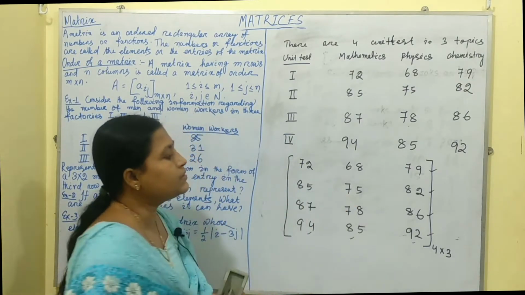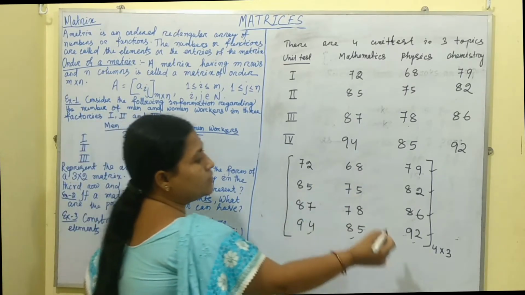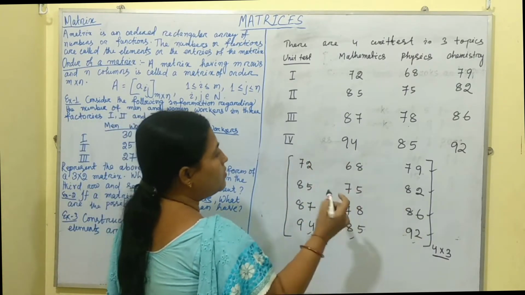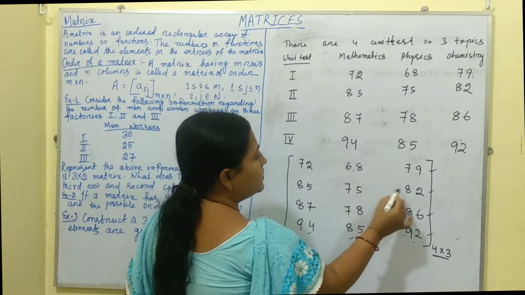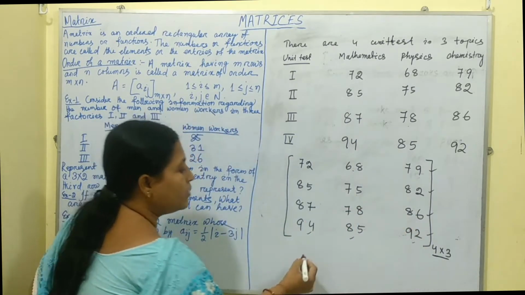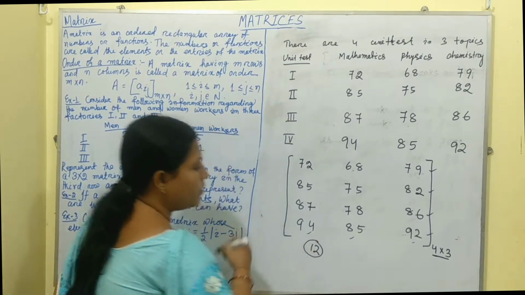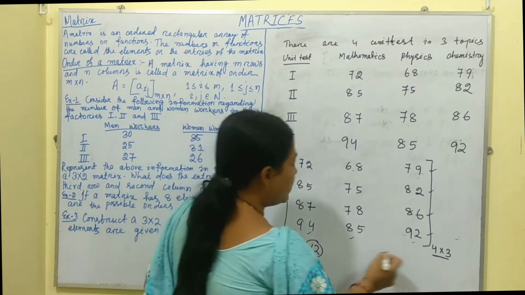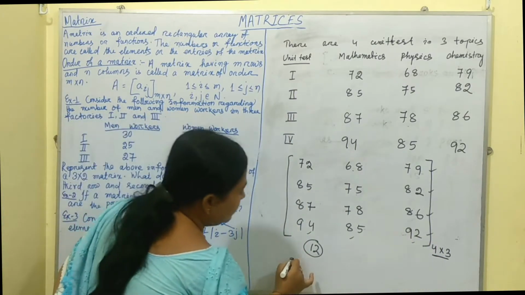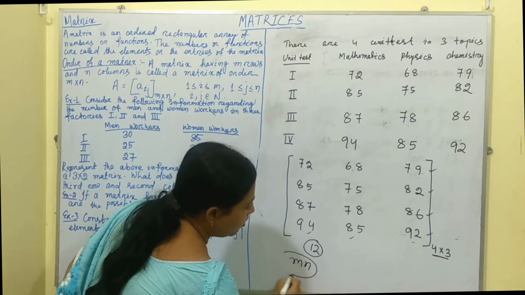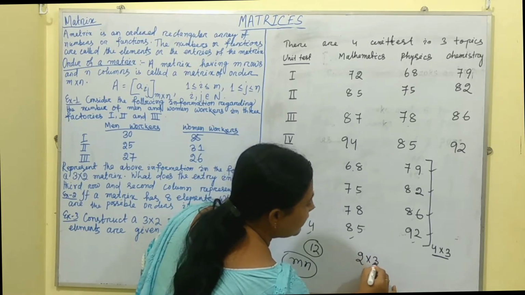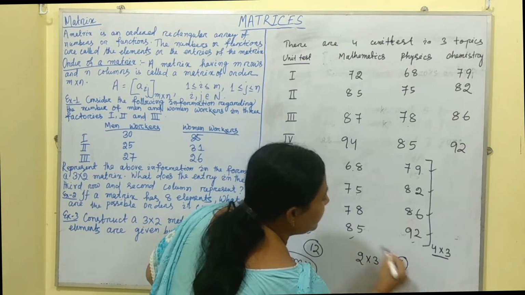So see this particular example. This is a 4 by 3 matrix. How many numbers are there here? 1, 2, 3, 4, 5, 6, 7, 8, 9, 10, 11, 12. So there are 12 elements. So in an m by n matrix there are mn elements. So in a 2 by 3 matrix there are 6 elements.